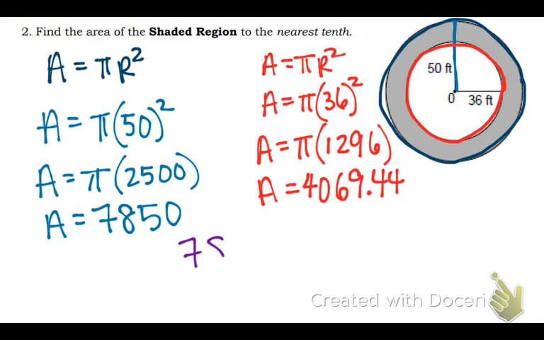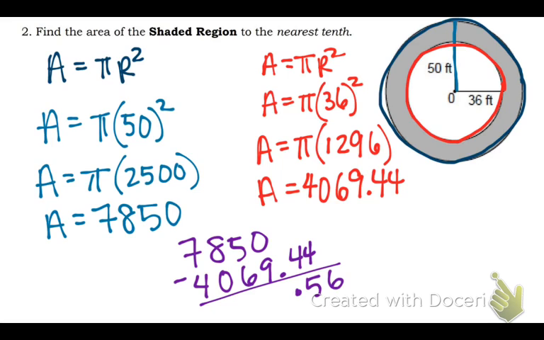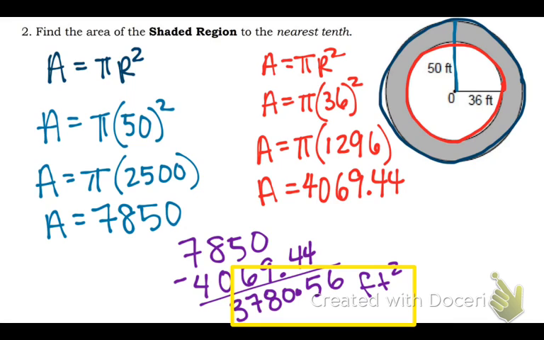Subtract. 7,850 minus 4,069.44 is 3,780.5. Perfect. And then it is feet squared. All right, go ahead and flip. We're going to do number 3 together.